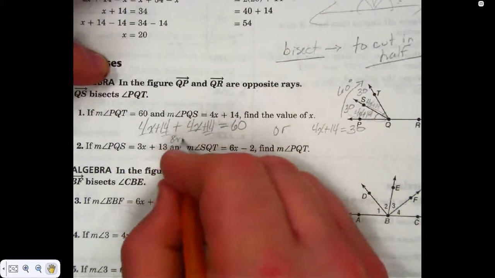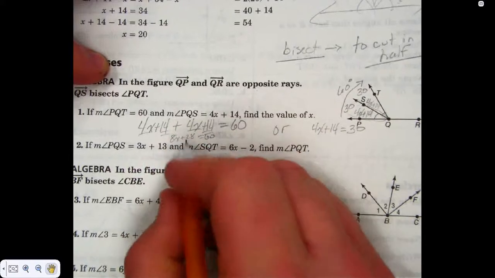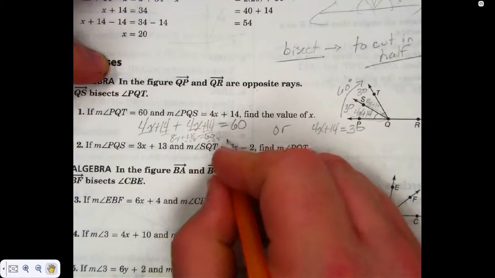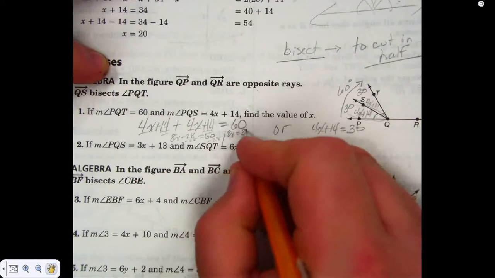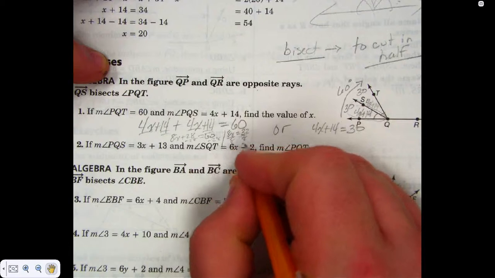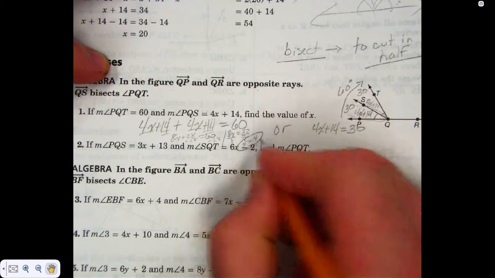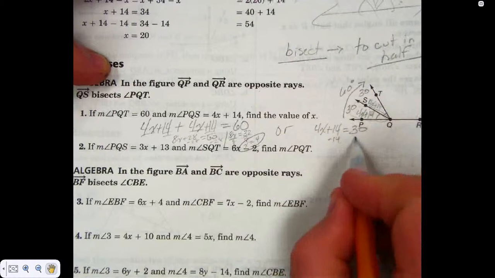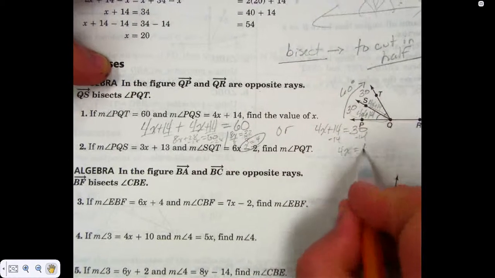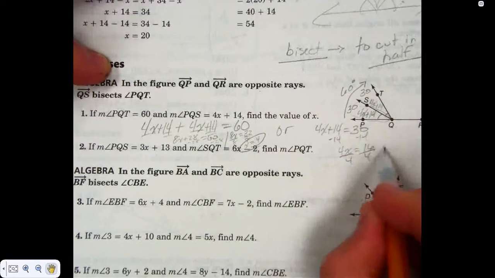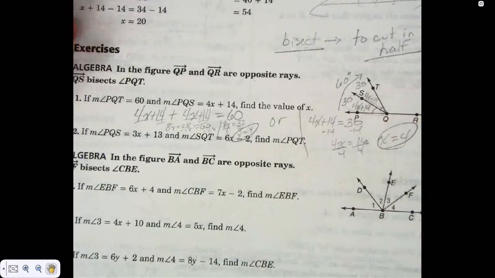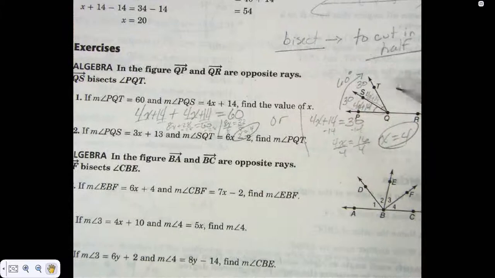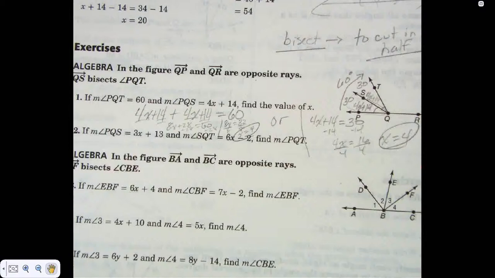I get 8x plus 28 is equal to 60. Subtract 28, subtract 28, and I get 8x is equal to 32. Divided by 8, x is equal to 4. Let's see what I would get over here. Subtract 14, subtract 14, 4x is equal to 16, divide by 4. x equals 4. Either way would work, wouldn't it? The whole thing is looking at the picture and being able to write a valid equation, something that makes sense from the information that's been given to you.